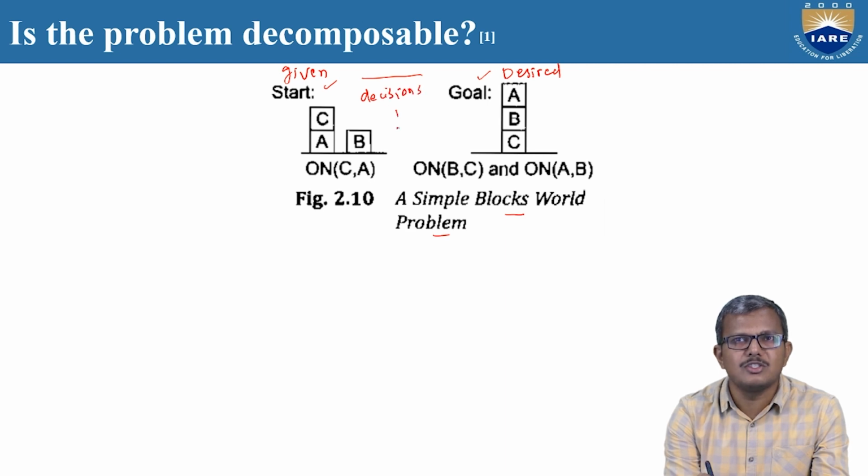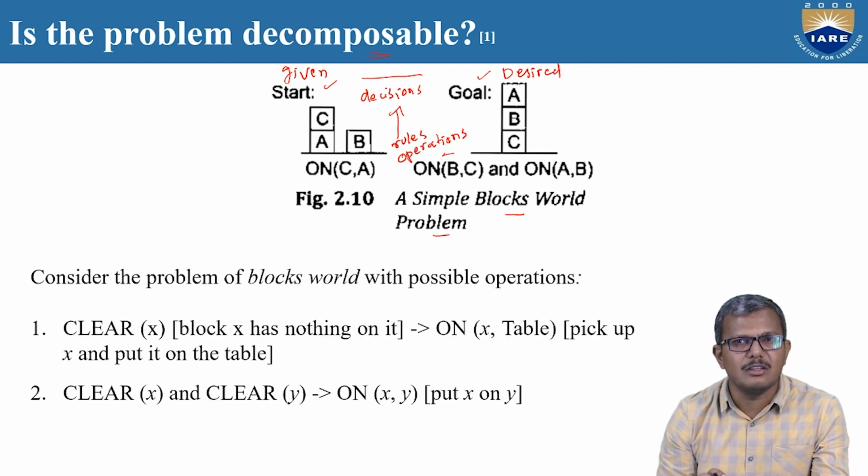So how can we make the decisions? Whenever we are applying certain kinds of rules or operations, here the appropriate operations, then definitely your given state will move towards the desired state. So we are supposed to understand what are the operators that are applicable to this block world. First we try to understand the operators applicable to this one, and then we will try to understand whether this problem comes under this decomposition characteristic or not.